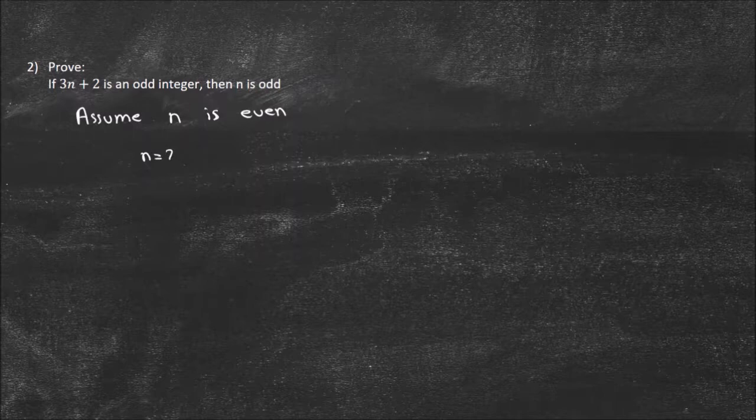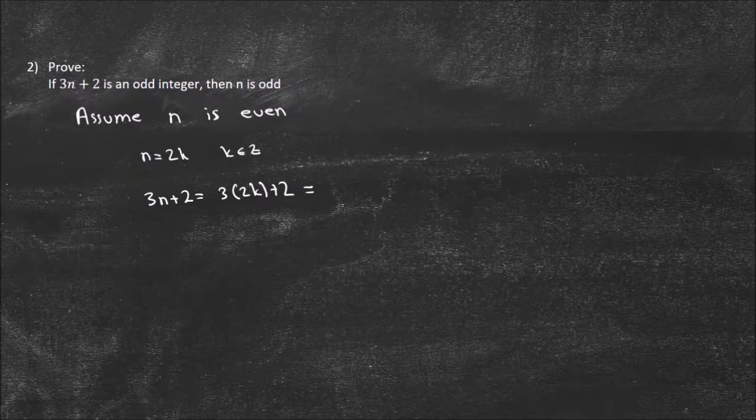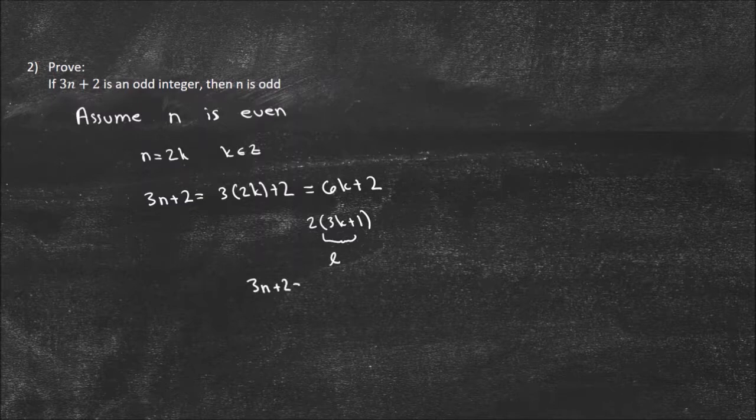n equals 2k, where k is an element of Z. That means that 3n plus 2 equals 3 times 2k plus 2, which equals 6k plus 2. And how can I make this look like just 2 times something? I can just factor out a 2 and get 3k plus 1. And 3k plus 1, I'm going to set equal to L. And I'll get 3n plus 2 equals 2 times L, where L is an element of Z. So L is an integer, of course. And that means that 3n plus 2 is even.